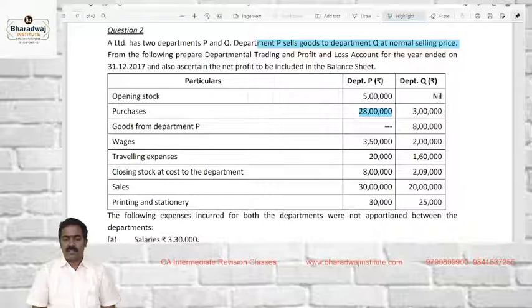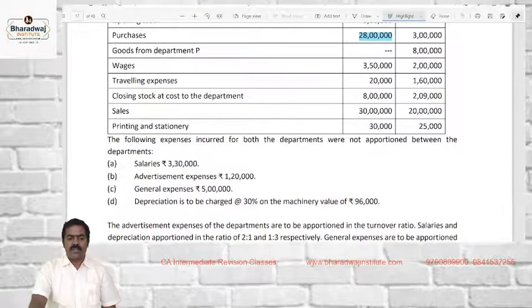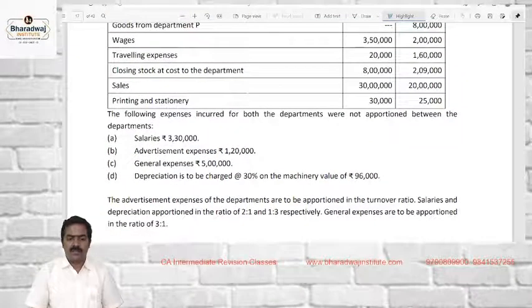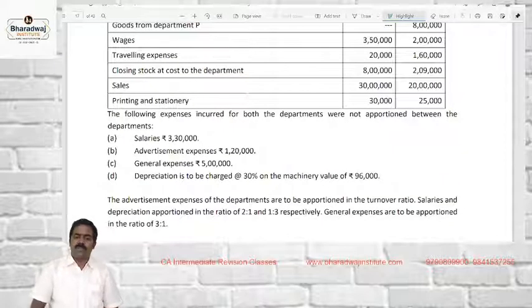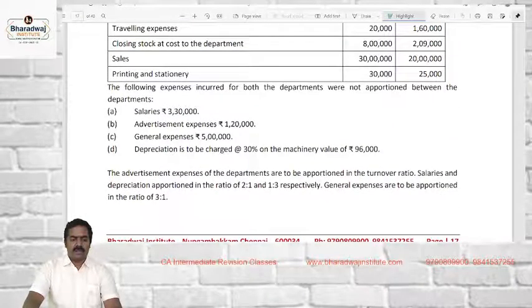We are given wages, traveling expenses, and closing stock at cost to the department. Sales, printing and stationery are given. The following expenses are incurred for both departments put together: salary, advertisement expenses, general expenses, and depreciation to be charged at the rate of what? 30% on plant and machinery value. Last one, advertisement expenses to be apportioned based on turnover.